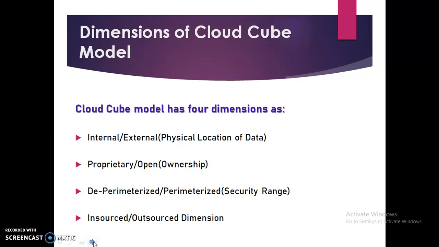Now we will see the dimensions of the Cloud Cube model. There are 4 dimensions of this Cloud Cube model. First one is internal and external, which is based on the physical location of data. Next one is proprietary and open. This dimension states the ownership of cloud technology. Third one is deperimeterized and perimeterized. This dimension is based on security range. And the fourth one is insourced and outsourced dimension, which is actually a combination of the above 3 dimensions.